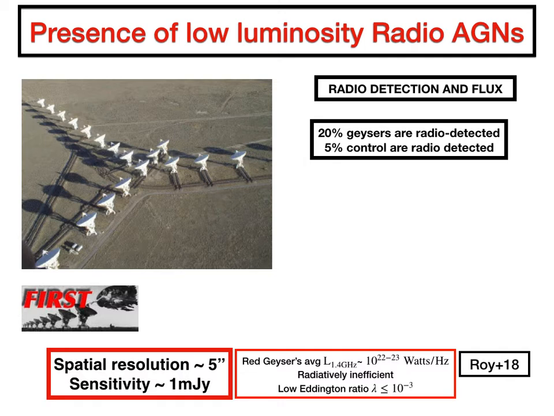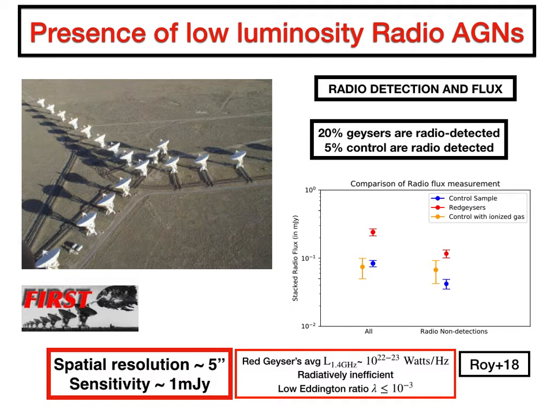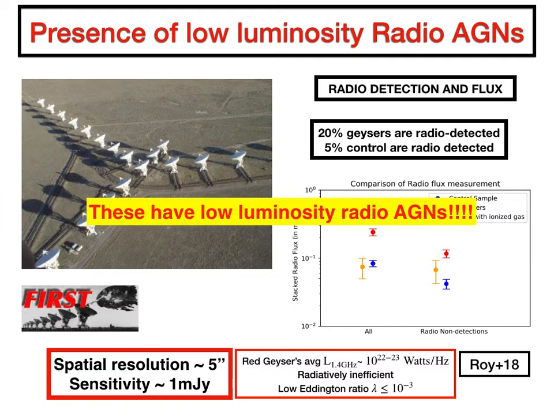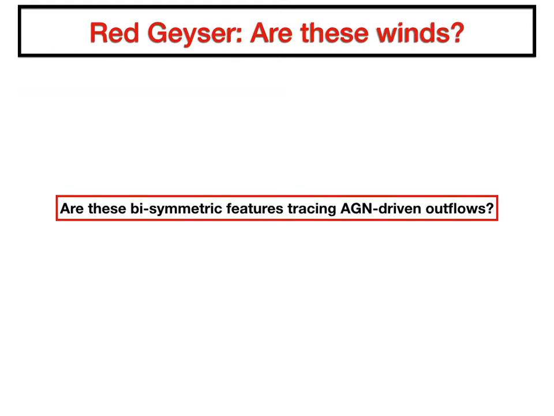So what we did is we also stacked the radio flux coming from the red geysers and controls. And this is what we found. We found that the red geysers have a much higher stacked radio flux compared to the control. The details are in the paper. I'm not going into the details, but the bottom line is we found enhanced radio flux, and we concluded that these galaxies have low luminosity AGN in them with an average luminosity of 10 to the power 23 watts per hertz.